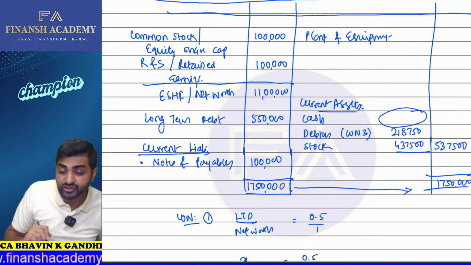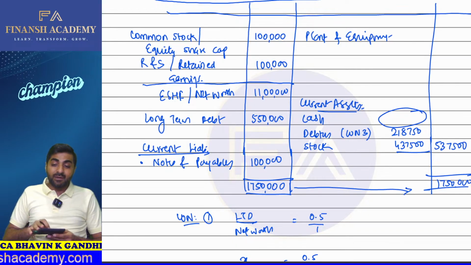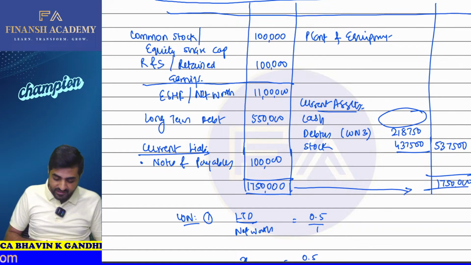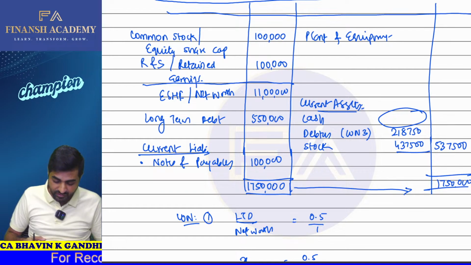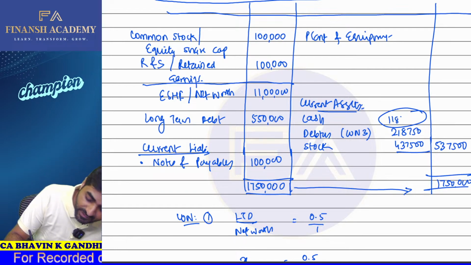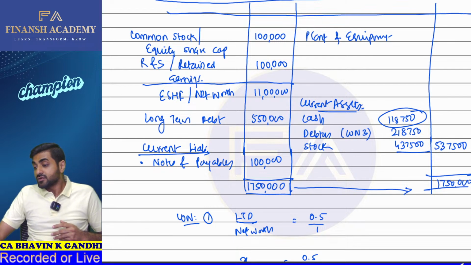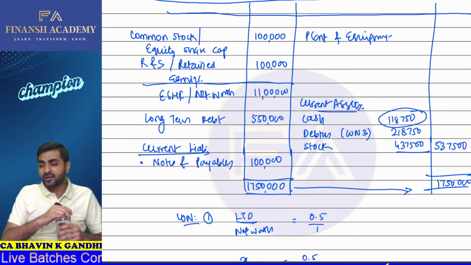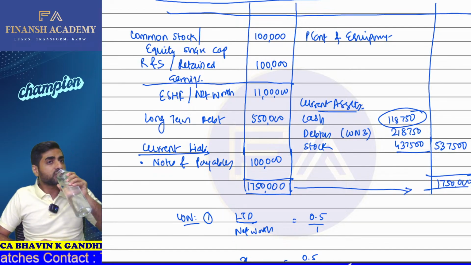So this will now give me cash. So my cash will be balancing figure 5,37,500 minus 2,18,750 minus 4,37,500. So it now gives you 1,80,000. So this is now going to be my breakup of the current assets. I hope you all have understood this much part.